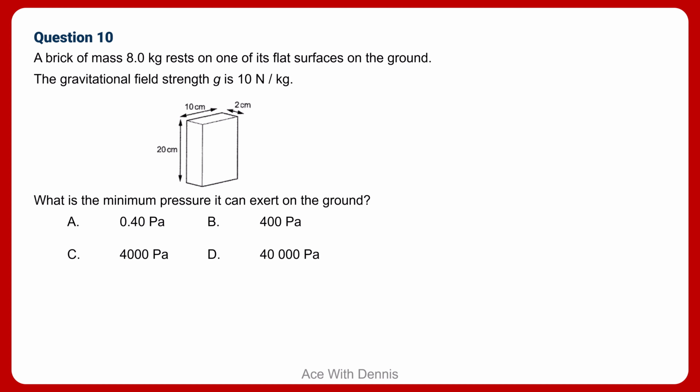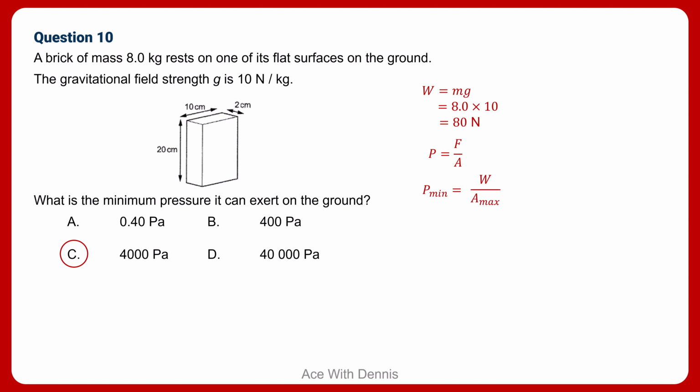The answer is C. 4,000 pascal. To calculate the pressure, first we need to determine the weight of the brick using the formula W equals mg. The mass is 8 kg and g is 10. Hence 8.0 times 10 gives 80 newtons. Next, the formula for pressure is P equals F over A. To get the minimum pressure, A has to be maximum, and the force in this case will be the weight of the brick.